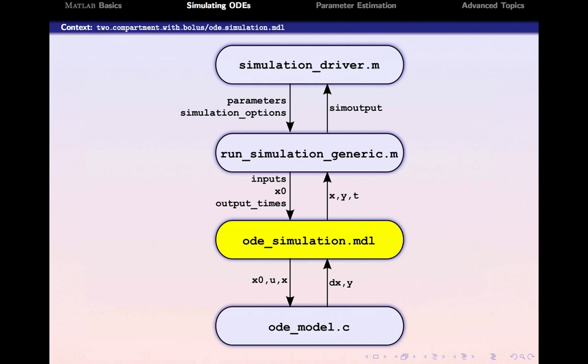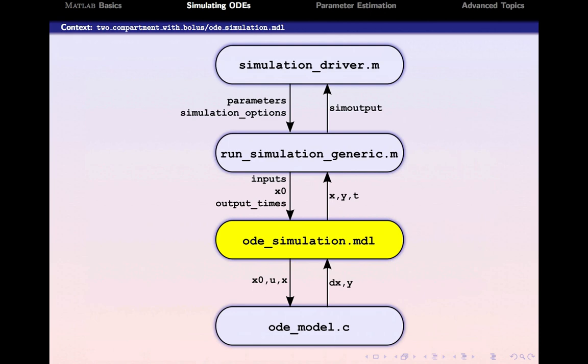The next thing I want to talk about is the Simulink model. ODE_simulation.mdl is a Simulink model, and as I said before, what it does is it actually integrates your system forward in time. So it takes a vector of initial conditions, a vector of inputs, u, and a vector of states, x. It sends those to the ODE_model.c file, and then it uses the ODE_model.c file to calculate the values of the derivatives and the values of the outputs at any given point in time.